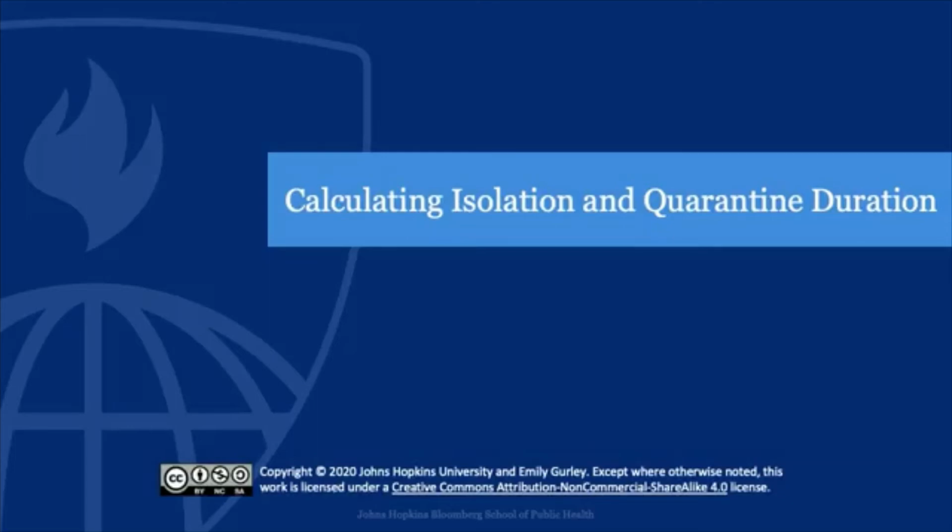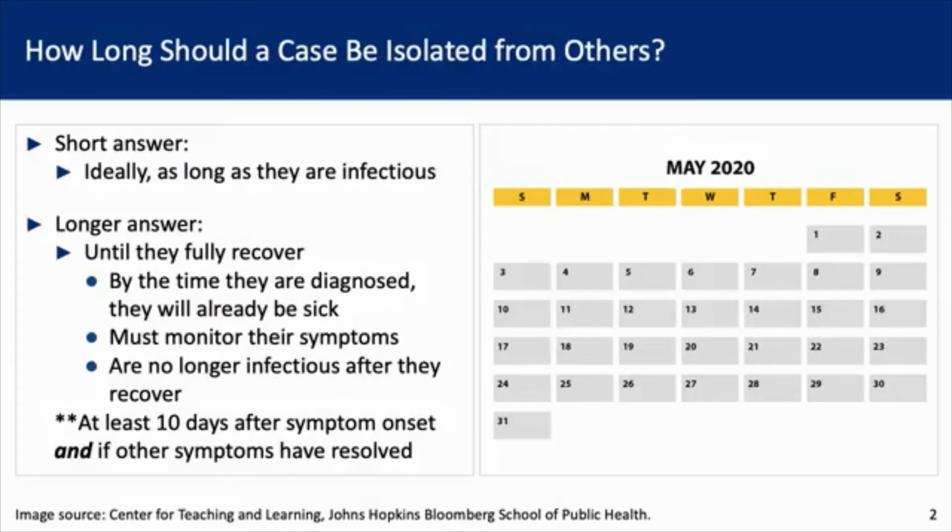As a contact tracer, you'll need to be able to calculate how long a case should isolate and how long a contact should quarantine themselves. It'll be based on your understanding of their infectious period, and it'll be an important component of working with cases and contacts to limit the spread of disease. So let's go through some examples, very practical examples using a calendar to see how this might work.